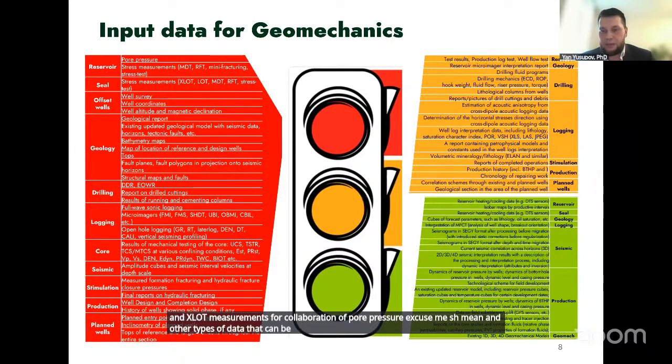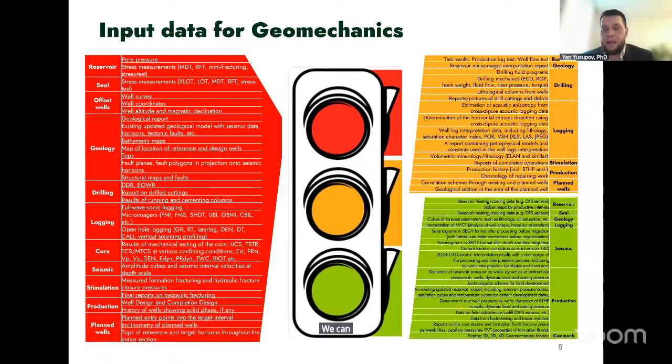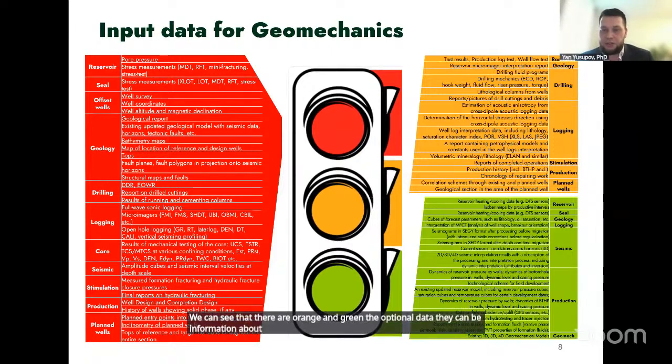And for other types of data, we can see that the orange and green are optional data. They can be information about acoustic anisotropy in acoustic logging, determination of horizontal stresses using cross dipole, any reports for completed operations, production history, chronology of repair work on the wells, and other information.